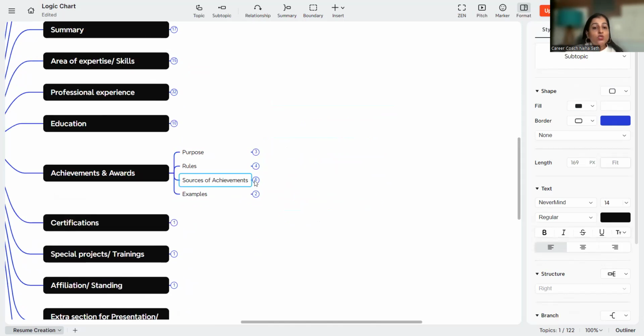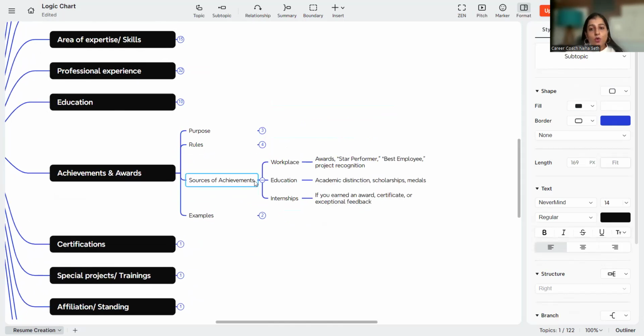Okay. Now the sources of achievements. So you will say, Neha, from where I will dig out these achievements? We have done a lot in our work time, but we have never noted down what we achieved or what we have done during that time. So what you can do is you can just take out pen and paper and start writing or start observing what you have done in your previous roles.